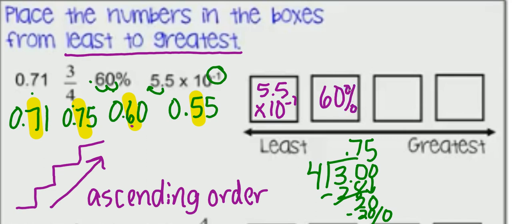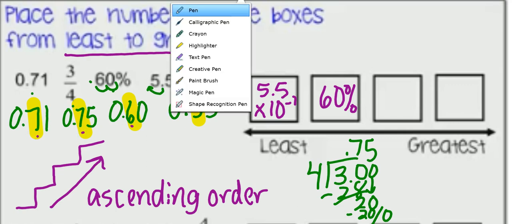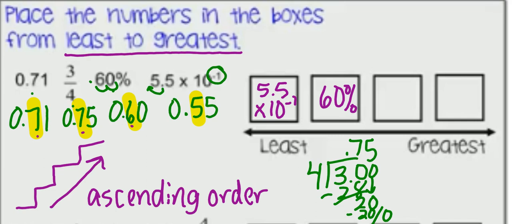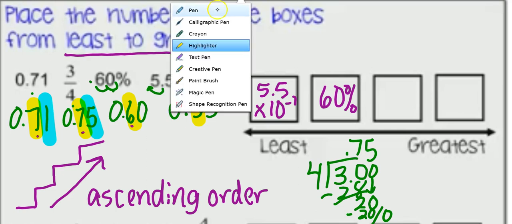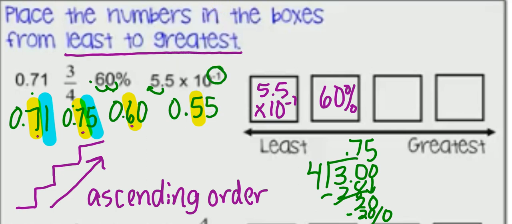And then now I have these two. I have two that have the same numbers in the tenths place, so I'm going to have to look at the next place value. So I'm going to look at the hundredths place. So this has a 1 and this has a 5. So 71 hundredths obviously is going to be the smaller of the two numbers.